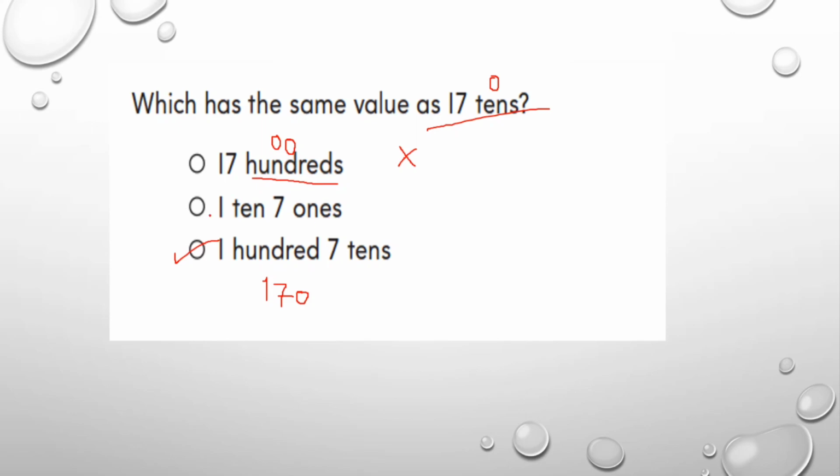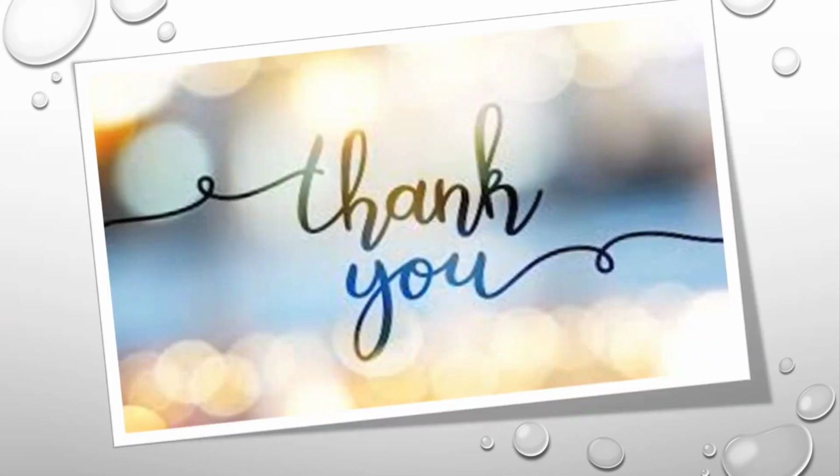Okay, let's see the second one. Here he tells you 1 ten, 7 ones. 1 ten, let's write 1 ten, 7 ones. Let's write 7 ones, that's 17. But he wants here 17 tens. 17 tens is equal to 170. You got it? That's great.